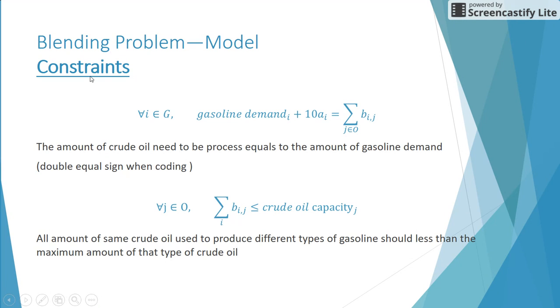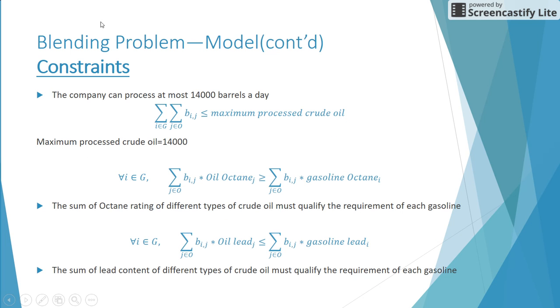And next are the constraints for the model. The amount of crude oil to be processed equals the amount of gasoline in demand. The total amount of the same crude oil used to produce different types of gasoline should be less than the maximum amount of that type of crude oil. The company can process at most 14,000 barrels a day. And the octane rating of the blended crude oils must meet the requirement of each gasoline, as well as the lead content.